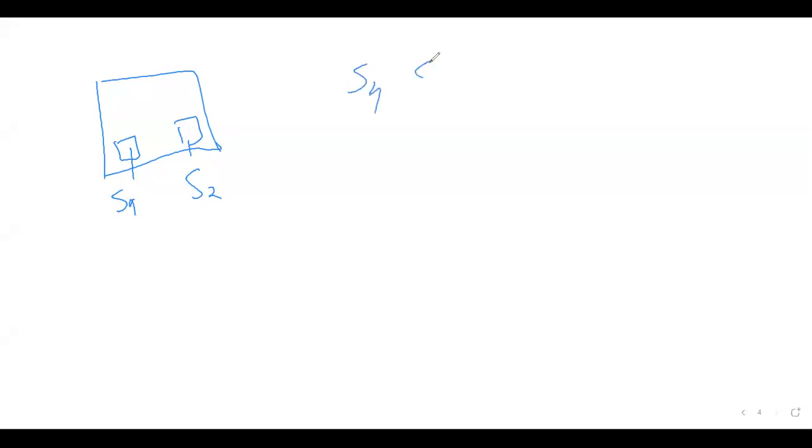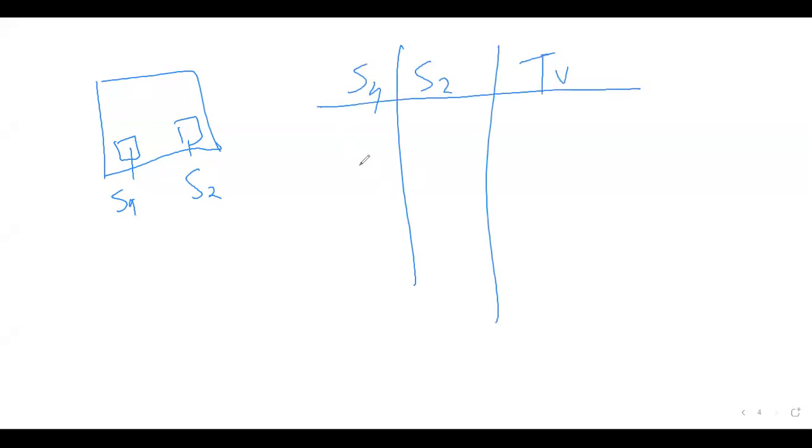Switch 1, switch 2, TV. What we are doing now is analyzing, the analysis part. We have a TV. Switch can either be on or off.